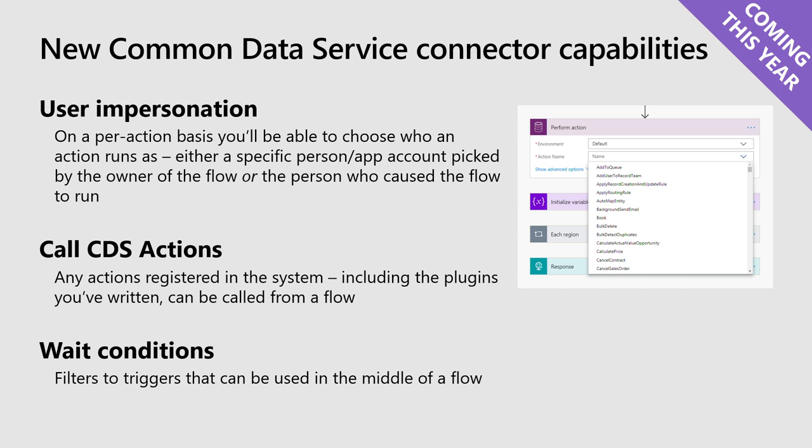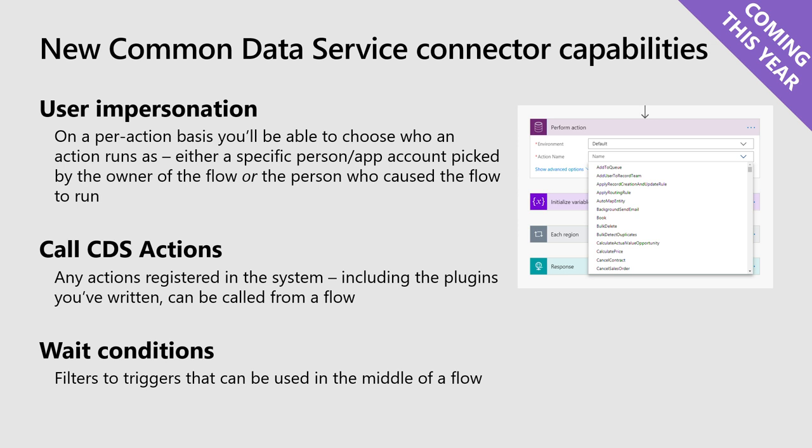So thinking about some scenarios here, if I want to be able to run a query against the database, accessing records that I have access to as the author, I can do that, and that can return some filtered information back to the user. But if I want the query in the database to only show the records that that user has access to, I actually want to run it with their permissions, not with my permissions. So you'll be able to choose for all of the actions inside your flow what context to use. You'll be able to call any action inside of the Common Data Service and all of these things that are registered with the system.